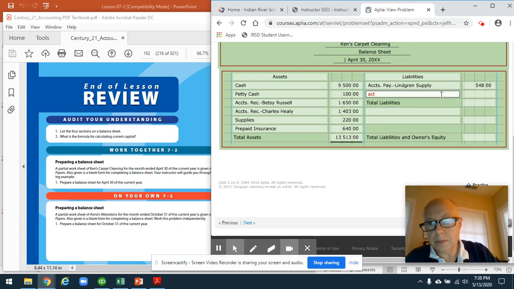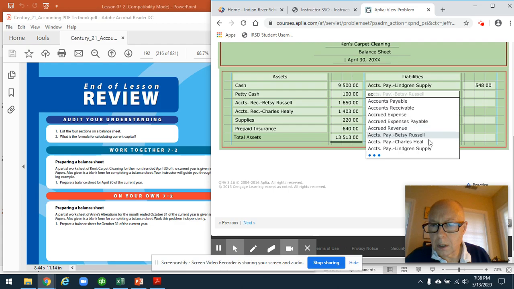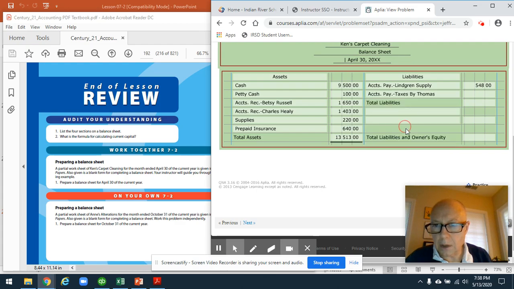Then we got another accounts payable. What's the other company? Taxes by Tomas. There we go. Taxes by Tomas, 111. Okay. So total liabilities, $659 if I can do math in my head right now. Okay. All right. Two-thirds of the way done here.